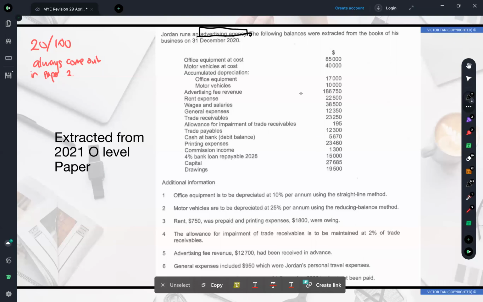So just now I talked about buying, selling of goods, correct? I buy goods, I sell goods. Advertising, can you buy and sell advertising? Cannot, right? So there are some companies where you cannot buy and sell stuff. Advertising is one of them.